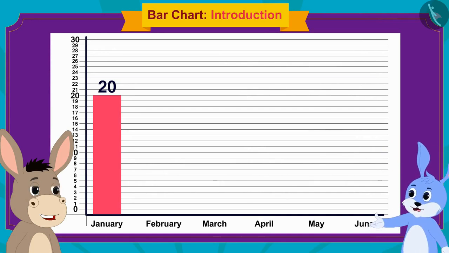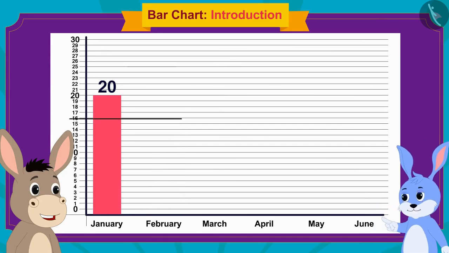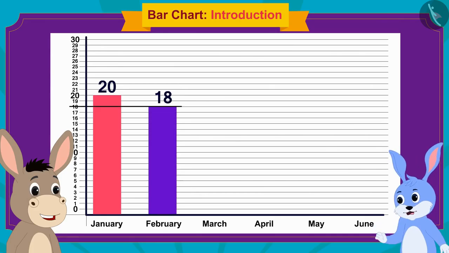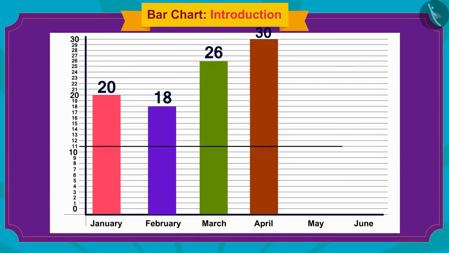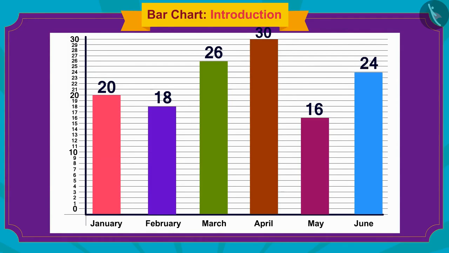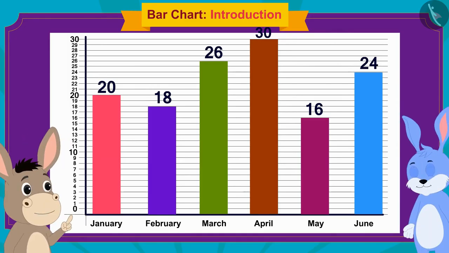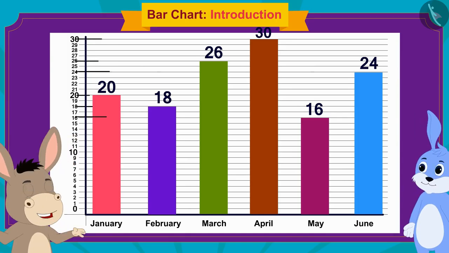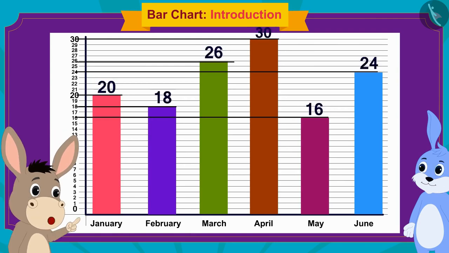Now I will make a rectangle with a height reaching number 18 in this way for the amount saved in February. Bunny and Bhola together made rectangles in this way for all months. Bunny, look, our bar chart is ready. Here, the height of each bar shows you the amount saved in that month.